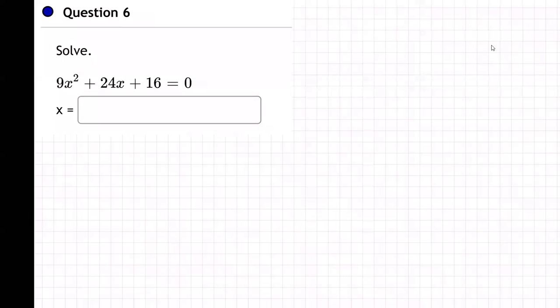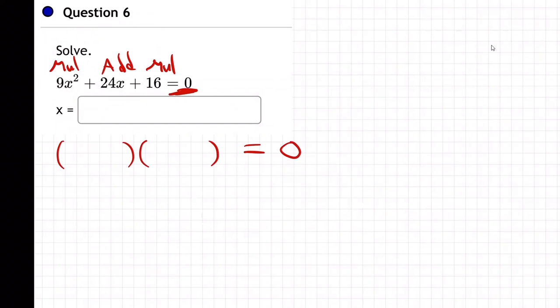Okay, on this question, we have 9x squared plus 24x plus 16 equals 0. They're wanting us to solve it. So we know what we do when we have these three terms: we turn it into parentheses. Don't forget to keep the equals 0.